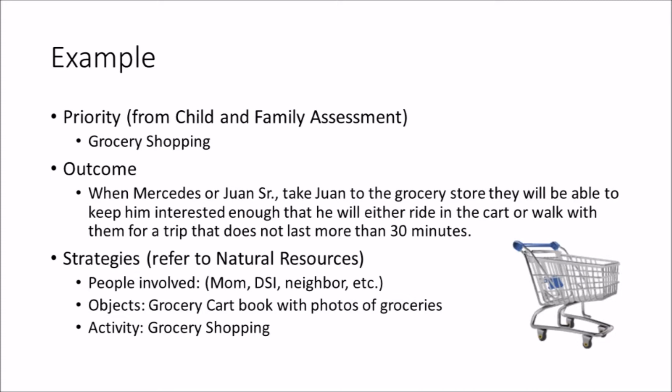So in looking at the natural resources, we're going to identify the people involved and the items we need to be successful with our intervention. The people involved are the mom, developmental special instructor, perhaps a neighbor. We're going to use a grocery cart book. And we'll discuss some possible interventions that the team could implement to make progress towards this outcome in just a few slides. But this is a good example that illustrates putting the priorities and the natural resources together to address the functional outcome.